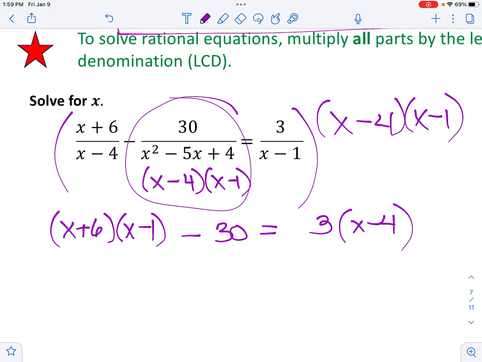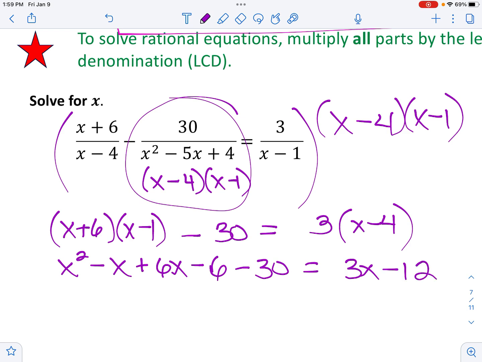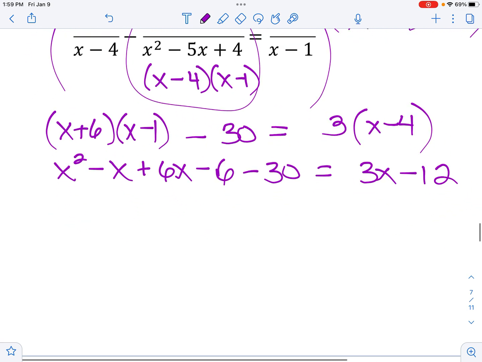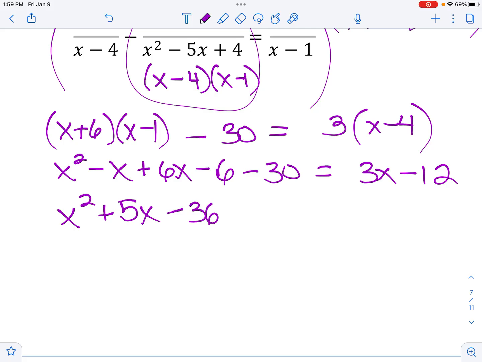Okay. Well, now I just do some distributing, combining like terms, and hopefully I can solve pretty quickly. So let's start here and distribute. X times x is x squared. X times negative 1 is negative x. 6 times x is 6x. And 6 times negative 1 is negative 6. And then minus 30. Over here, we'd have 3 times x, 3x. 3 times negative 4 is negative 12. Okay, simplify. I'd have x squared plus 5x minus 36 equals 3x minus 12.